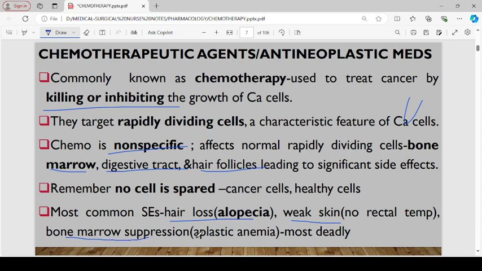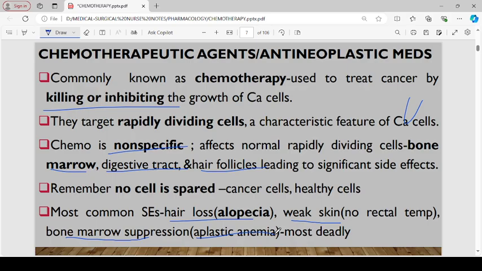And the one that is so priority to us as RNs is aplastic anemia, right? It's the most deadly. All right. NCLEX mentioned which one is the most dreadful side effect associated with chemotherapy: it is bone marrow suppression that is likely to lead to aplastic anemia.